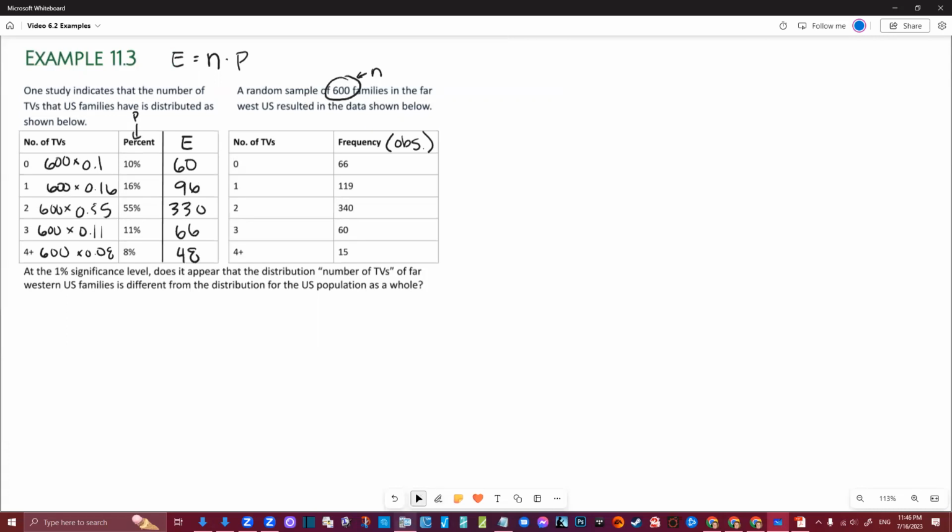To check that you did that expected column correctly, those values should add up to 600. The frequencies in the observed table should also add up to 600.